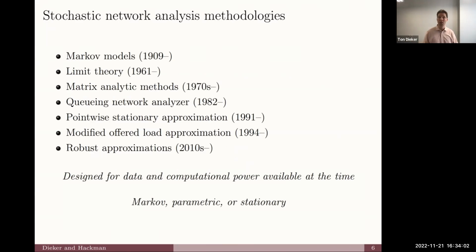Here's a small selection of techniques that have been developed over the years. And each of these techniques has been developed, proposed, and applied in the context of the data and computational power that was available at the time. But painting a little bit with a broad brush here, each of these techniques requires either Markovian, parametric, or stationary assumptions. And for our projects, due to these challenging system characteristics we saw earlier, this is problematical at best.